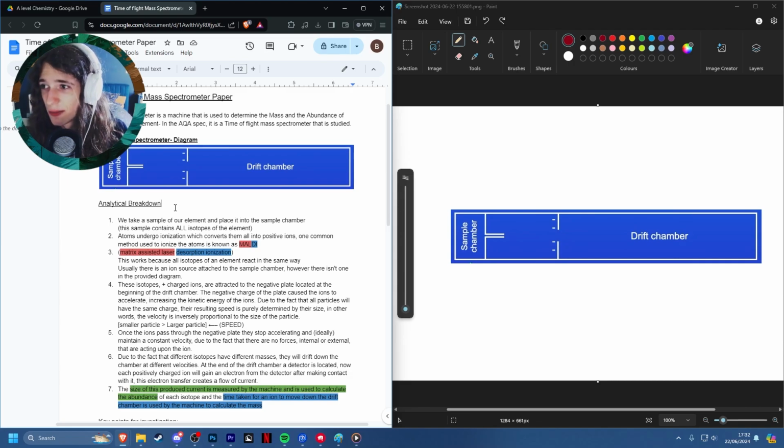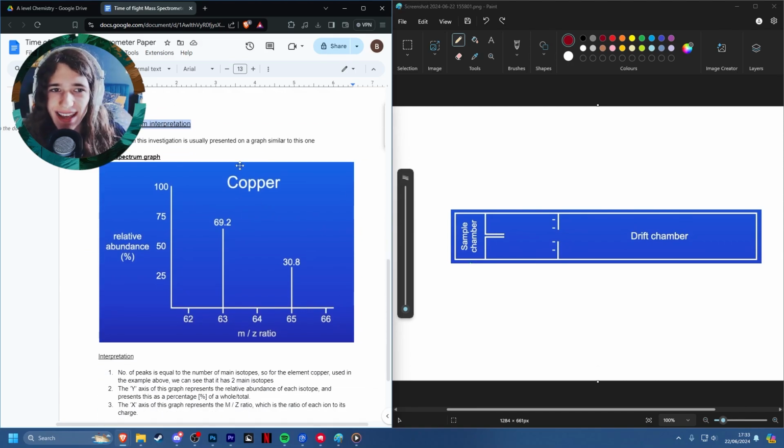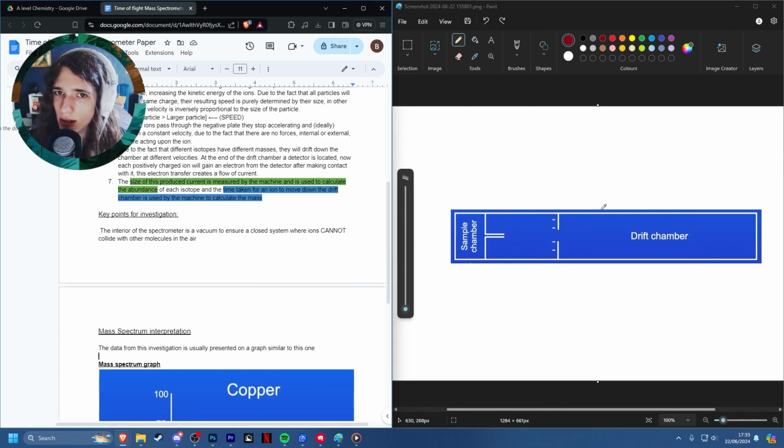So we have an analytical breakdown here, and on the second page we have an interpretation of the mass spectrum, which is normally presented on a graph, and it's essentially how you can plot the data and then how we can interpret the data from this investigation. I also have a little Paint doc open here that I can go through the method with at the same time to make it easier.